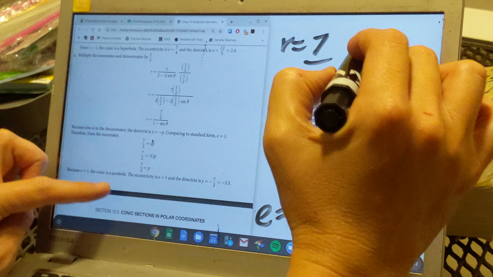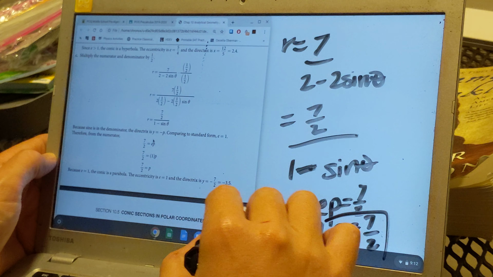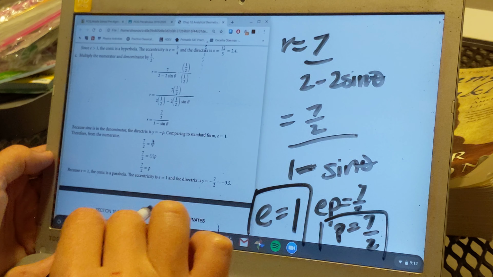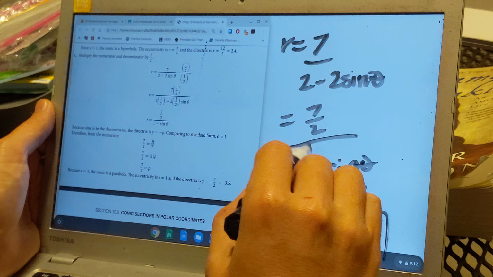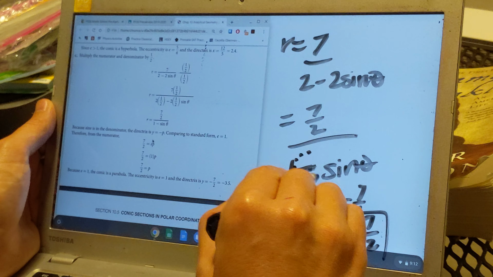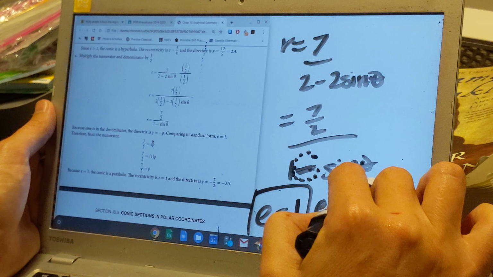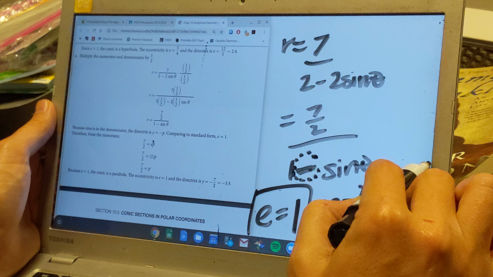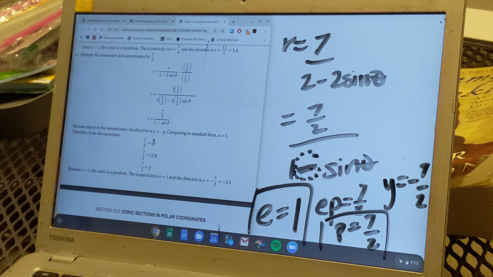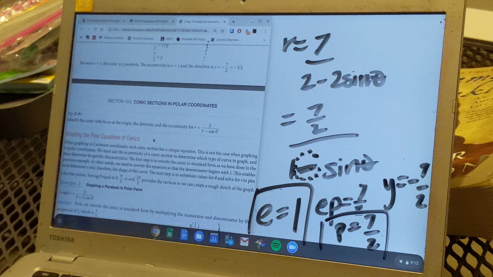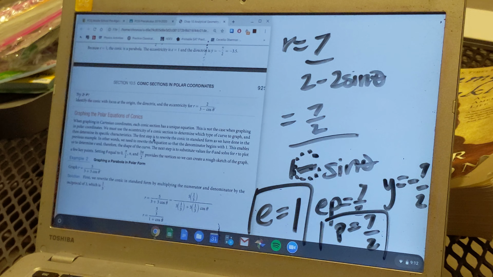We get a parabola, we saw that when we got e is 1. And we have the directrix at y equals negative 7/2, and that comes from this sign right here. That's how that plays out. That is all there is to it. All right. Not too bad, hopefully.